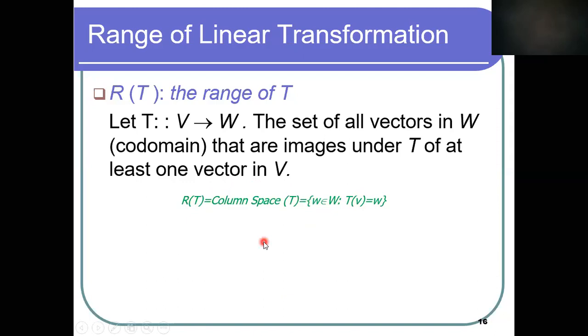So for the kernel we need domain elements, but in the range we need elements of the codomain, that is, the output. We count these elements in the range instead of elements of the domain. Corresponding to every element of the domain, you have some element of the codomain. When you apply T on an element of the domain, it gives you some element of the codomain. In that case, all these elements belong to the column space of T, or the range of the transformation T.